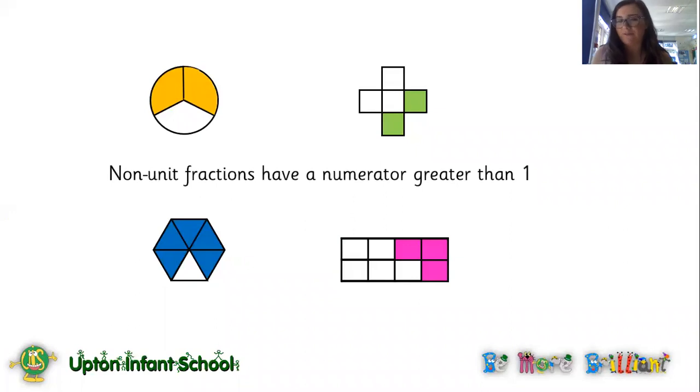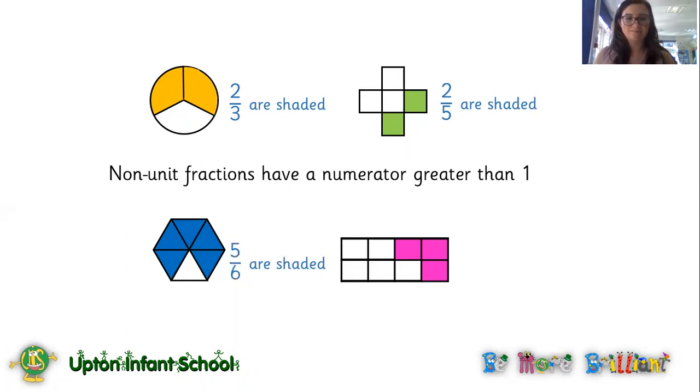Okay, so a non-unit fraction has a numerator that's greater than 1. And I want you to have a look at those shapes that are on my screen again and see if you can work out what the fraction is showing. So you need to have a look at how many parts are shaded and then how many parts there are altogether. For my yellow, I've got 2/3 that are shaded. So 2 out of the 3 parts of the circle has been shaded. For the green one, I've got 2/5. So my shape has been split 5 ways and 2 of them are shaded. Then I've got 5/6 for the blue one and 3/8 as well. So they are non-unit fractions because the numerator is greater than 1.